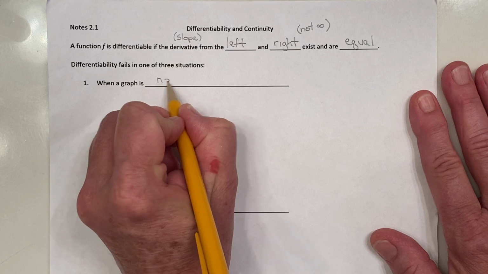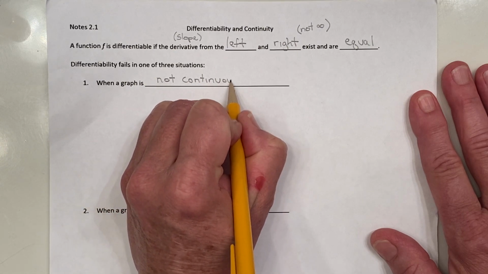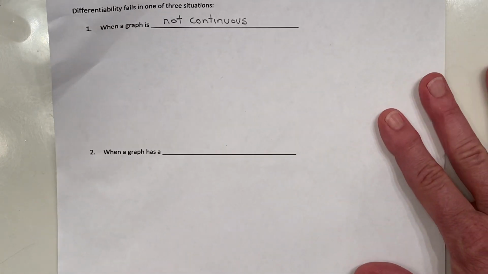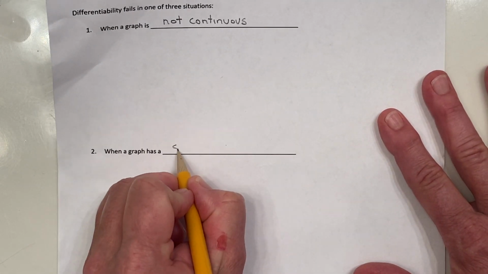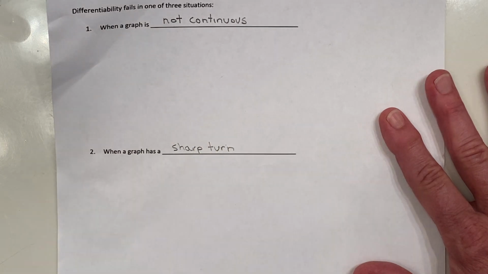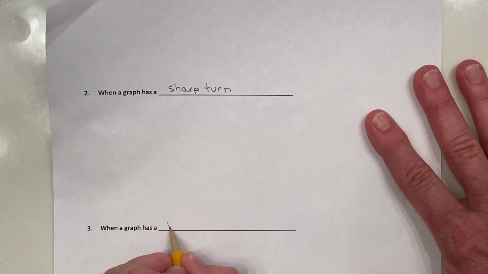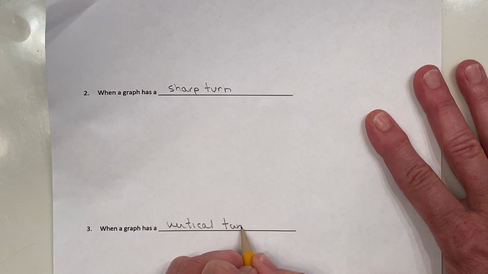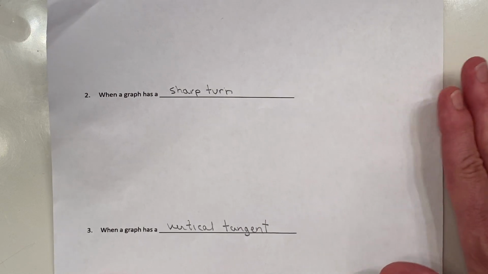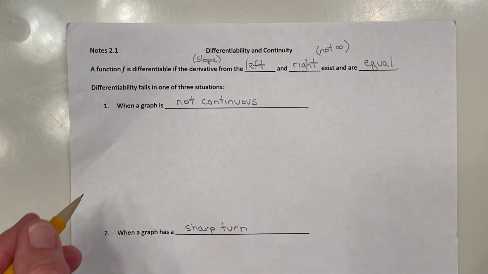One, when a graph is not continuous, two, when a graph has a sharp turn, and the third time the differentiability fails is when a graph has a vertical tangent. So for each of these three cases, let's look at some graphs. When is a graph not differentiable?